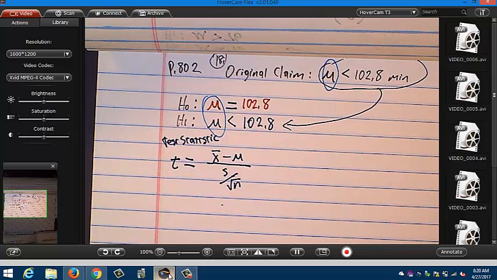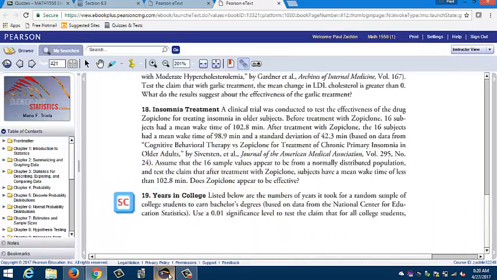X bar, oh, do we have all this stuff? Let's take a look at the problem again. Yeah, you know where we're looking? Right in here is where they talk about the study. After treatment with zopiclone, the 16 subjects had a mean wake time of 98.9 minutes. That's X bar. Right? So let's throw that in.